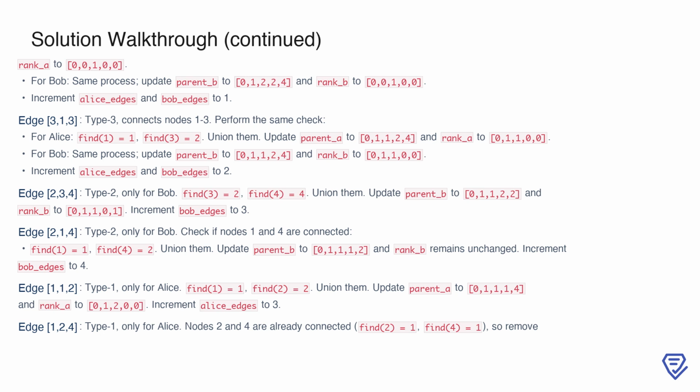For edge 1, 1, 2, which is a type 1 edge for Alice, we check nodes 1 and 2. Since they are not connected, we perform a union operation. The parent array for Alice updates to 0, 1, 1, 1, 4, and the rank array becomes 0, 1, 2, 0, 0. Alice's edge count increases to 3. Finally, for edge 1, 2, 4, another type 1 edge for Alice, we see that nodes 2 and 4 are already connected, so we remove this edge and increment the removed edge count to 1.